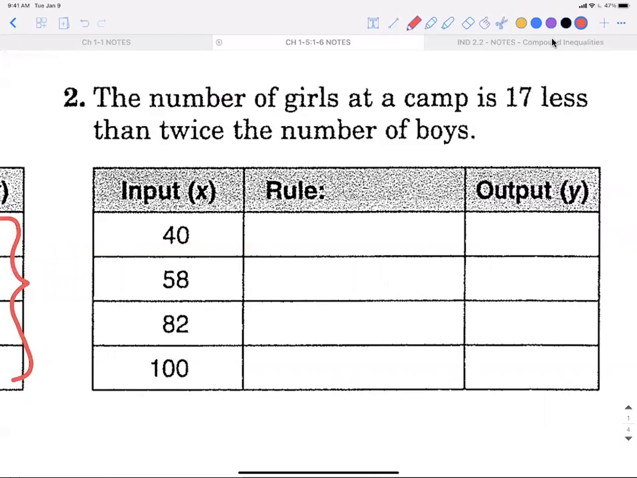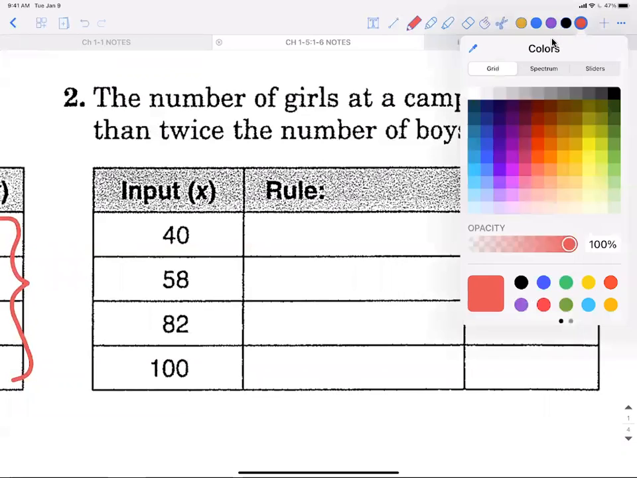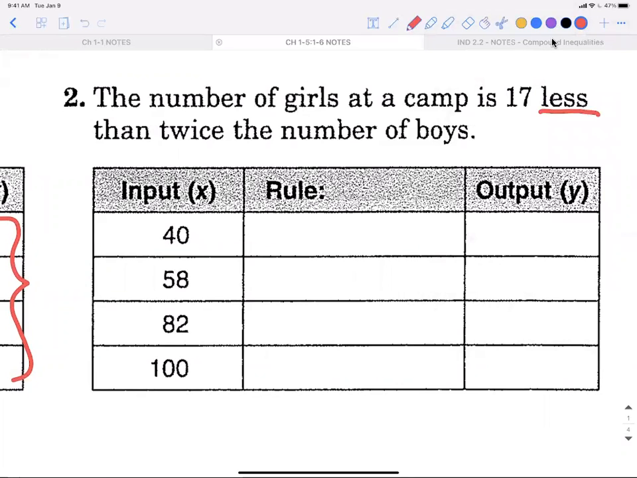So we have the number of girls at a camp is 17 less than twice the number of boys. Okay. Well, we should notice a couple of words in there from our box a couple weeks ago. So if you've got less than, what operation is less than? Yeah, minus. And then we also have this right here. We've got twice the number of boys. What operation is that, Blake? Yeah, multiplication. And if I wanted you to write using a variable, how would you write twice the number of boys, if you use B for boys?